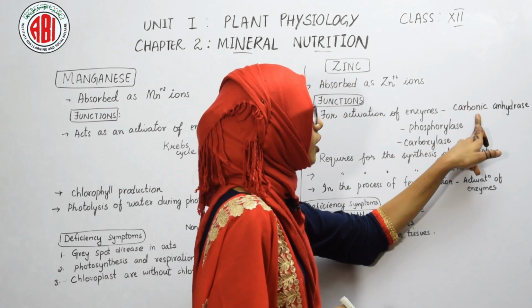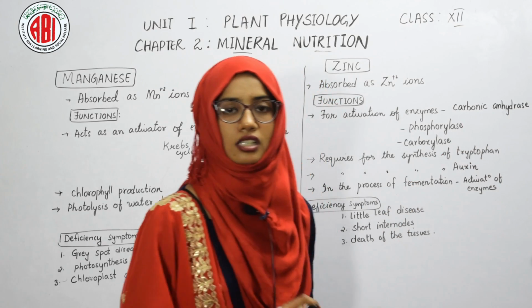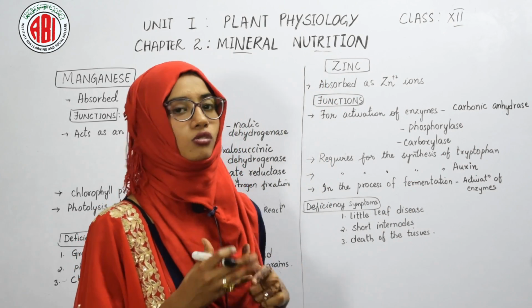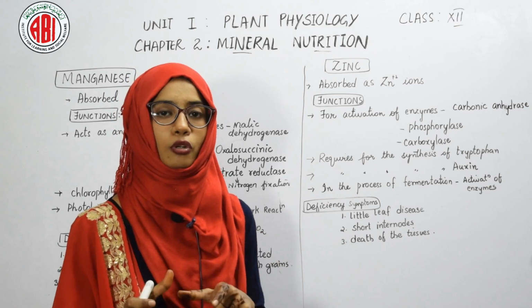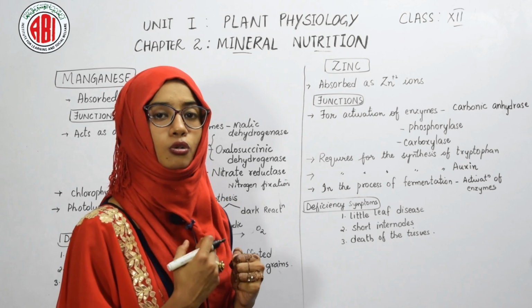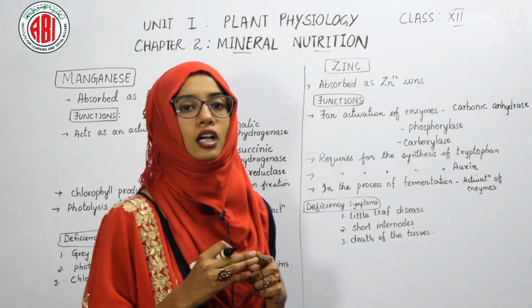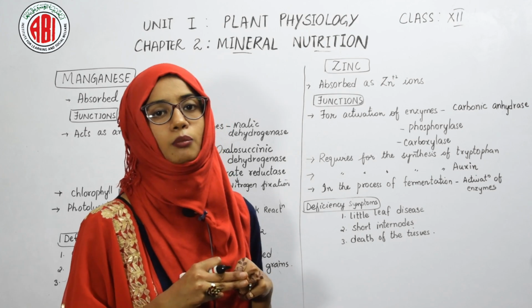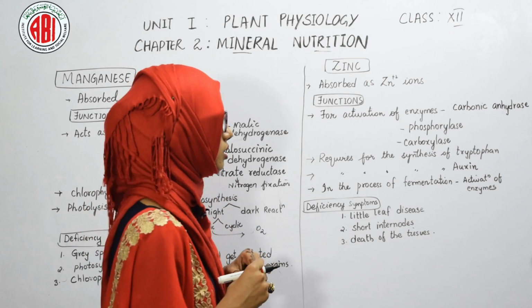When we see the function of carbonic anhydrase, it is an enzyme which converts the carbonic acid, which dissociates the carbonic acid into the carbonate ions, and those carbonate ions are going to be absorbed or utilized by the RuBP or Rubisco enzyme during the process of photosynthesis.